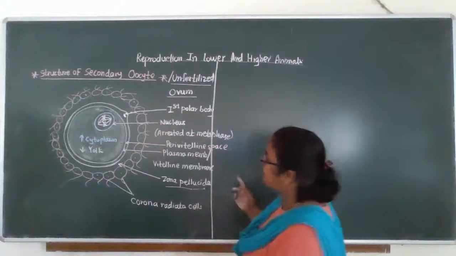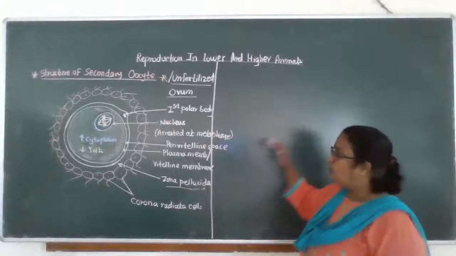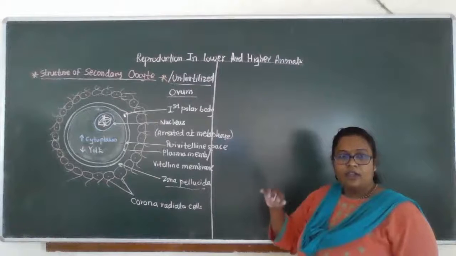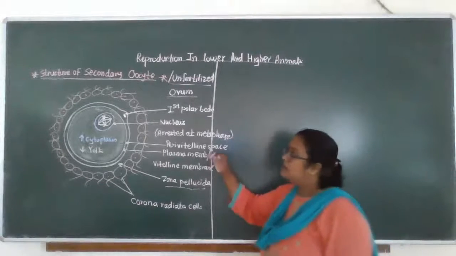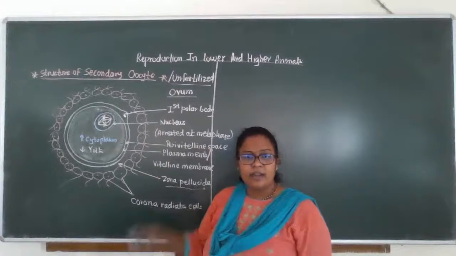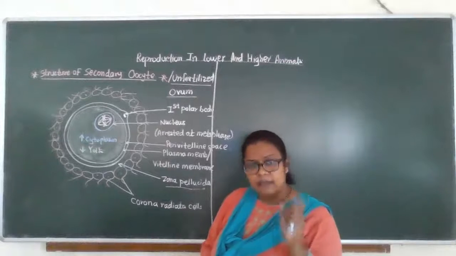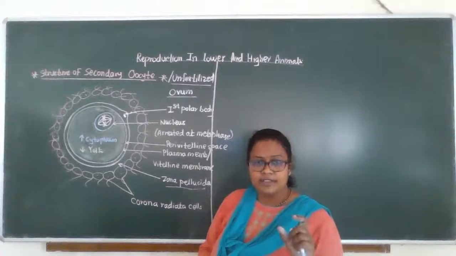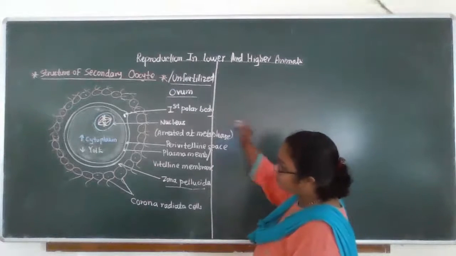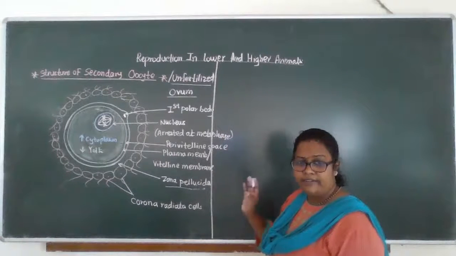As in the previous video, you have studied oogenesis, the formation of ova, during which you have studied that this secondary oocyte is arrested at metaphase. The formation of the secondary oocyte comes under meiosis, the reduction division, and during that the secondary oocyte gets formed.